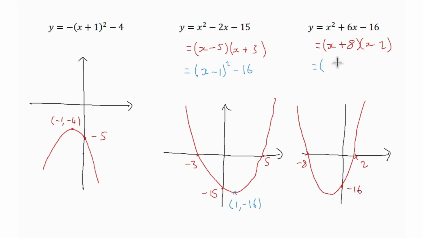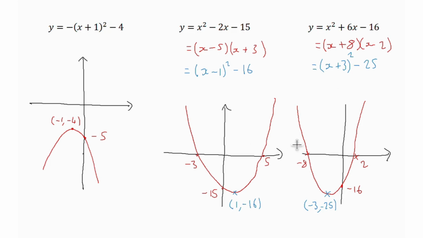As with the last one, we could also have completed the square. x plus 3 squared, half of 6 is 3. We'd have to take away the 9 and then take away the 16, which means in total we would have -25, which means that our vertex would be at -3, -25.